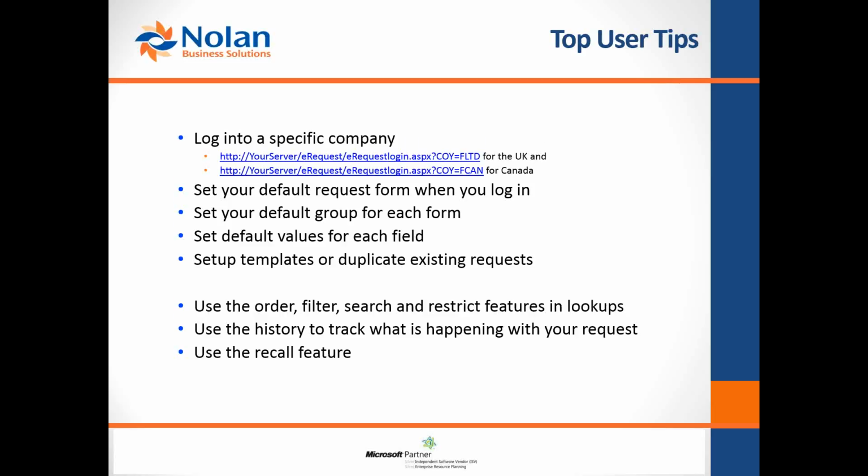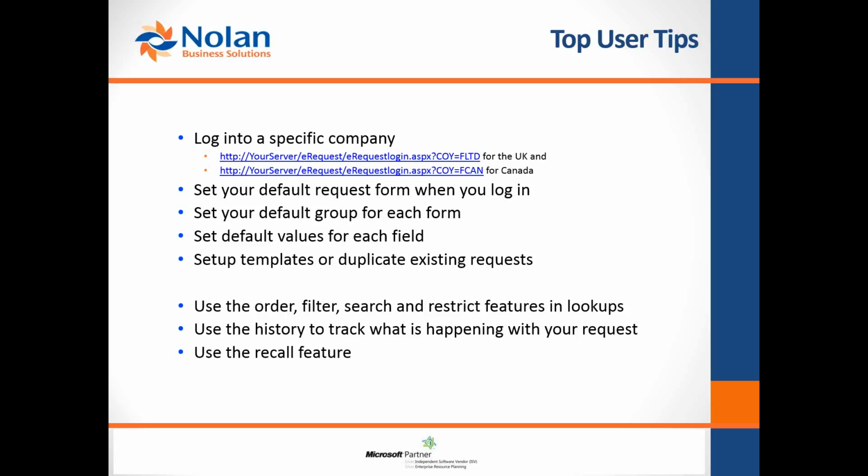Within a request form, I'll show you how we can default which group you get your approval from within the default group settings. And then also within each form, we can set default values for each field in eRequest. So if there's a field that has always got some text in it, or maybe your quantity is always 1, you can set a default for that within the system, and it will always come up with that. No need to enter it every single time.